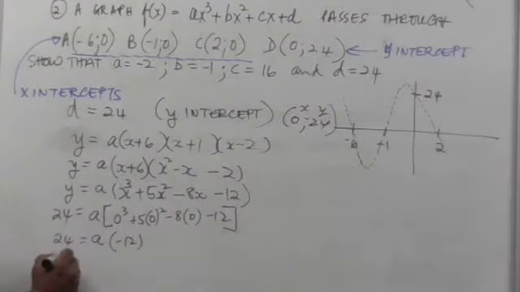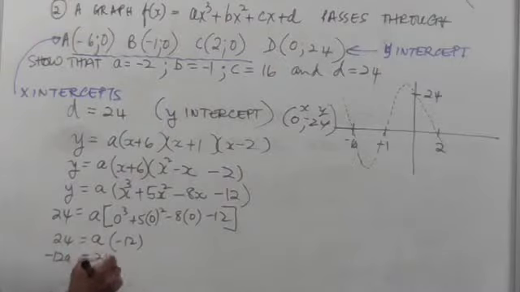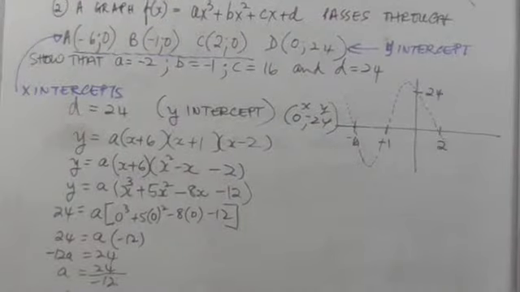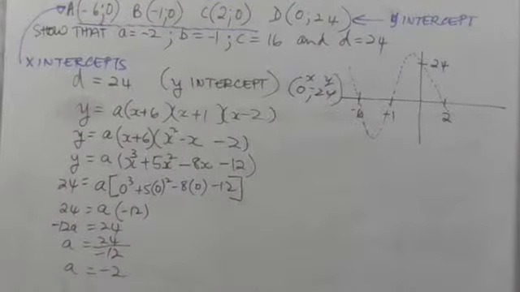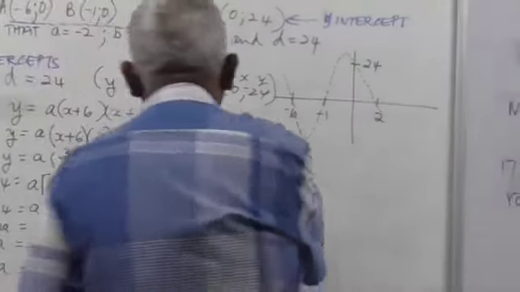So what you are saying, minus 12a is equal to 24, a is equal to 24 divided by minus 12. A is equal to minus 2. So we have now solved for a. A is minus 2. Right, so we got the a, we got the d. We're only left with b and c. Alright, so let's go on to the other side.